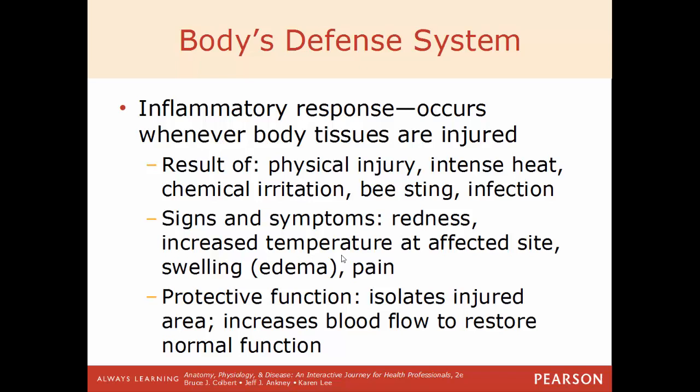This is a sign that you are healing. This will isolate the injured area and increase blood flow to the area to help bring the cells that need to be there to help get you better there more quickly. So a fever is actually not always a bad thing. A low-grade fever is actually very helpful.